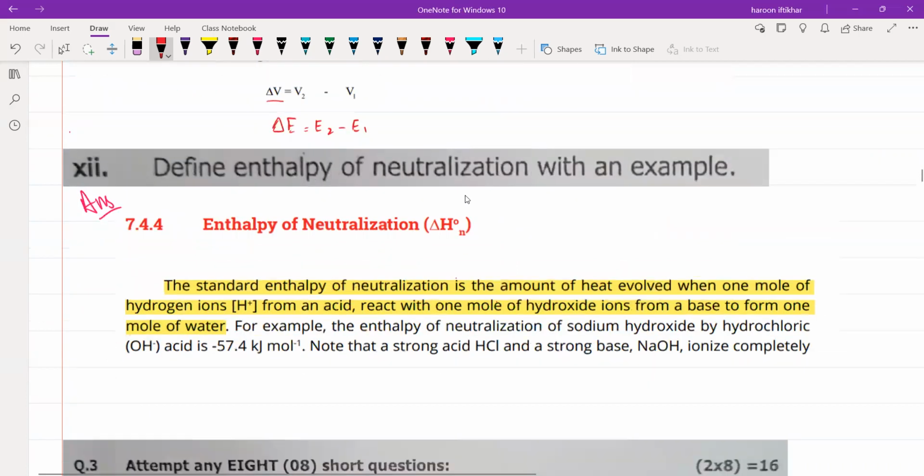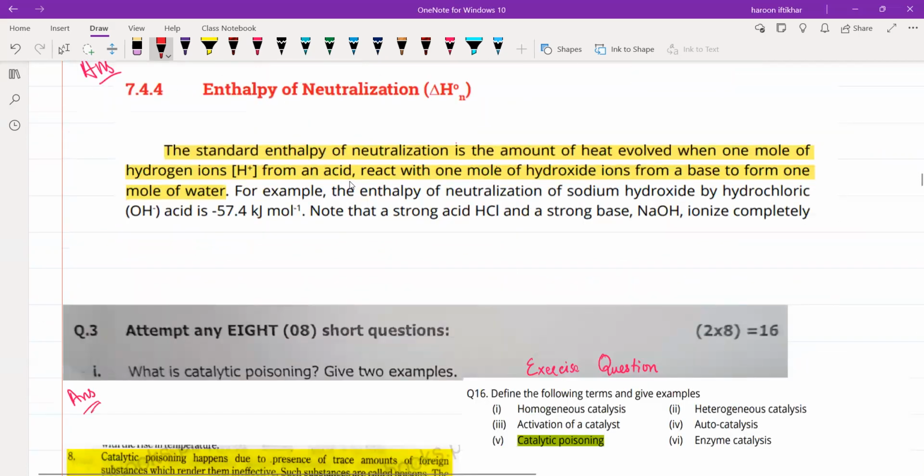Enthalpy of neutralization with an example. You can see that enthalpy of neutralization is very important to understand, because whenever we see enthalpy of neutralization, we are dealing with 1 mole of H positive ion and 1 mole of OH negative ion to produce 1 mole of water. You can see the answer here as well.